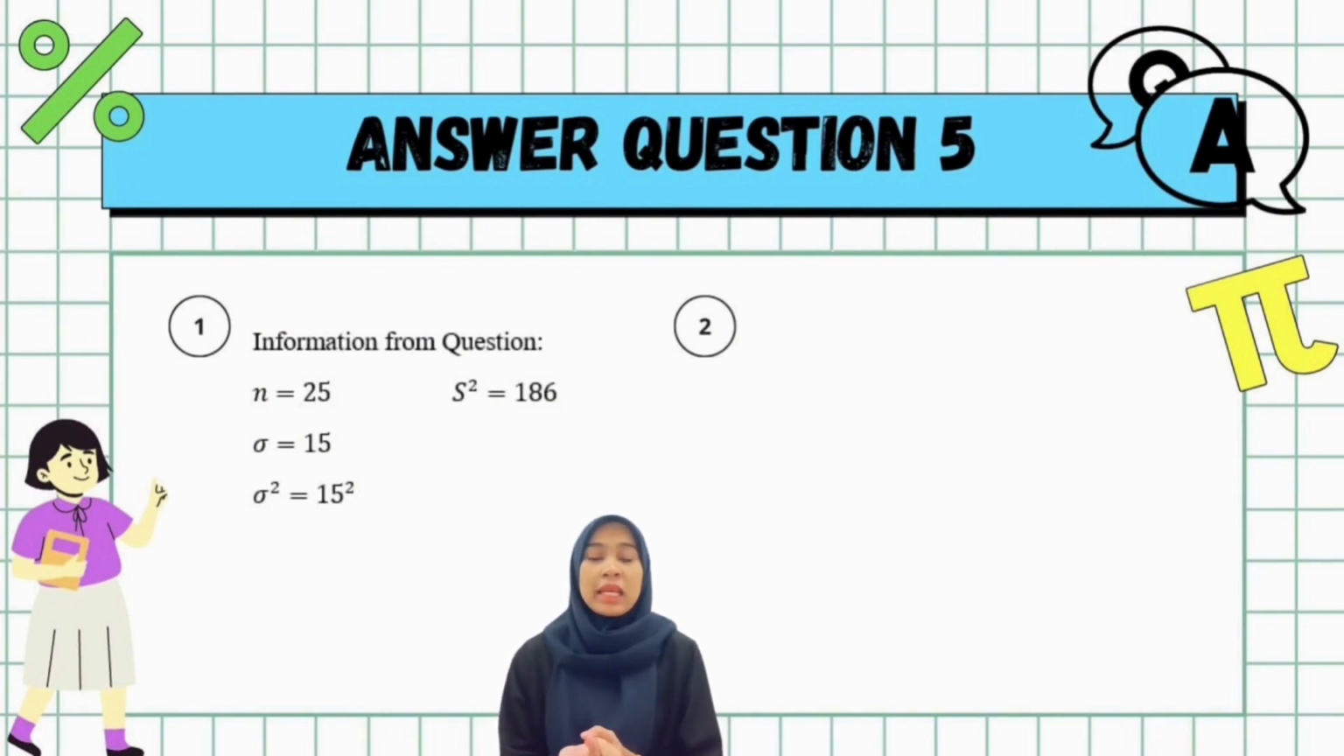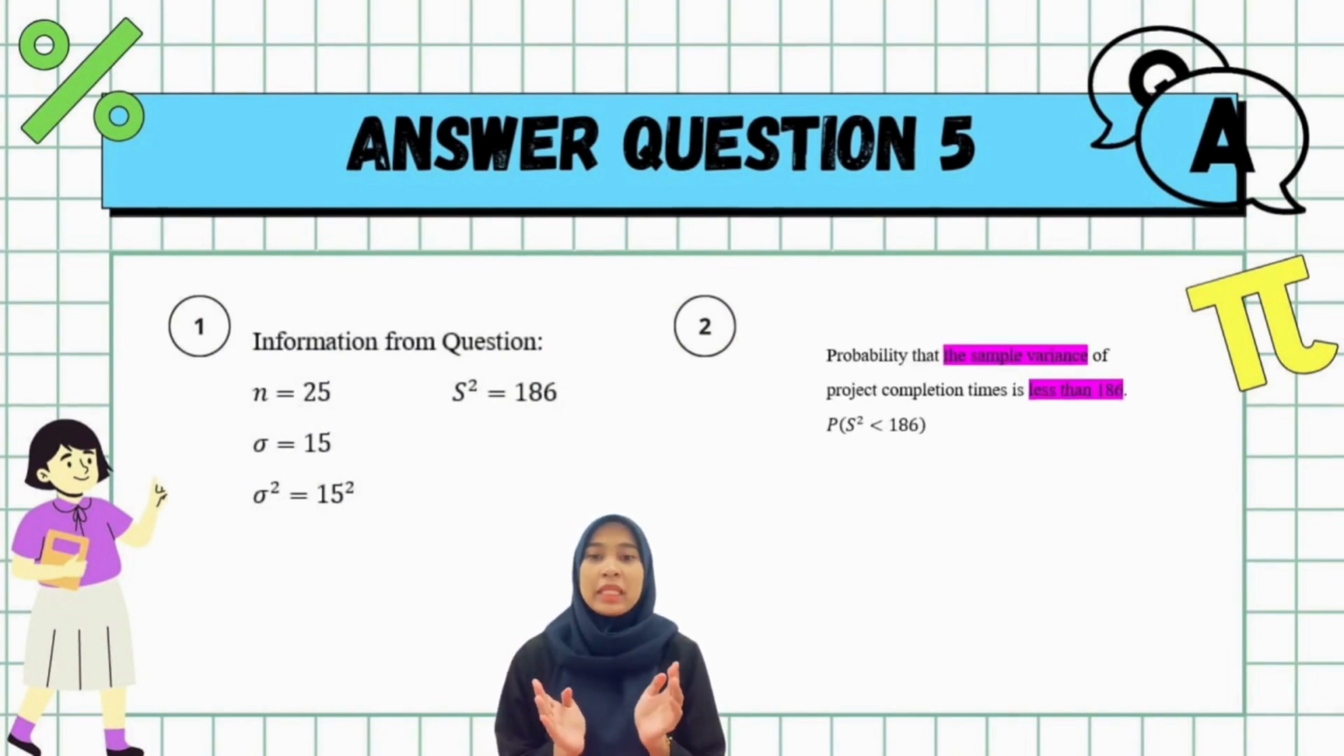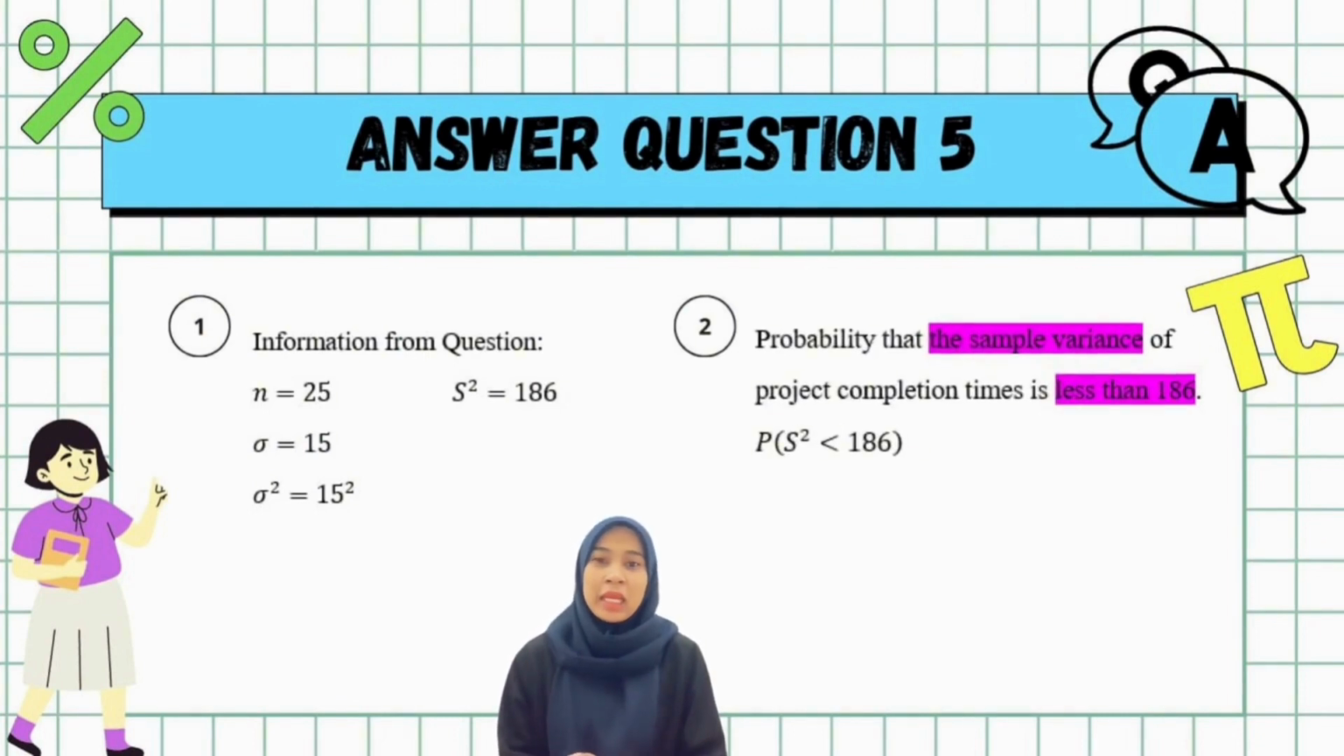As we all know, the standard deviation is the square root of variance, so the population variance, denoted as sigma square, is 15 squared. Next, we need to figure out the aim of this question, which is to find the probability that the sample variance of the project completion times is less than 186. So to avoid making a mistake, we highlight the keywords of the question first. Then we can write the probability of s square less than 186. Now using the same formula, the chi-square equals n minus 1 times sample variance divided by population variance.